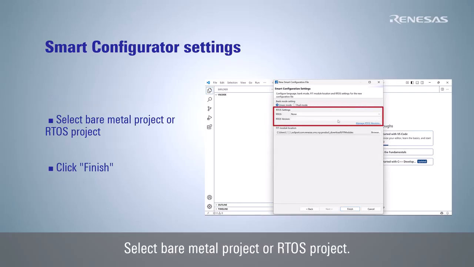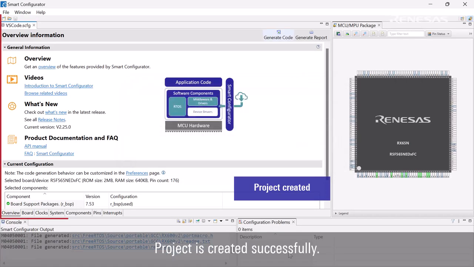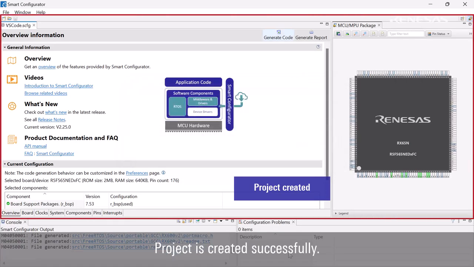You can create a bare metal project or an RTOS project. FreeRTOS can be selected from RTOS selection. If you are creating a FreeRTOS project for the first time, the RTOS version list is empty. Click Manage RTOS versions to download the FreeRTOS package. And click Finish. The project is created successfully when the Smart Configurator editor is launched.